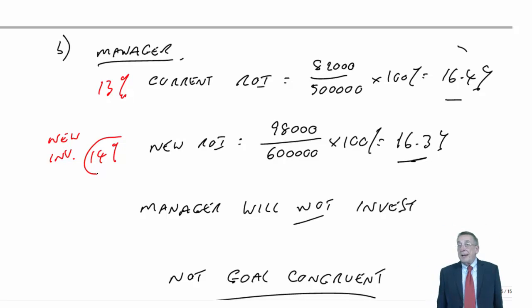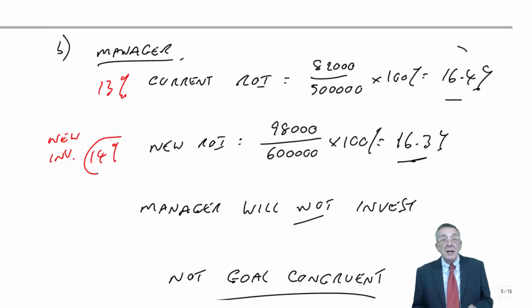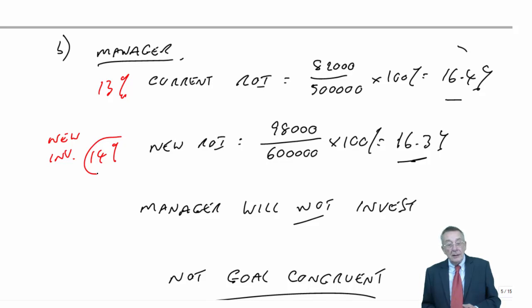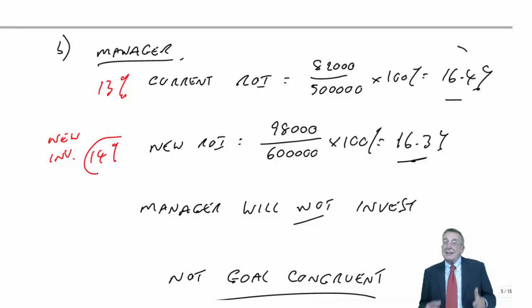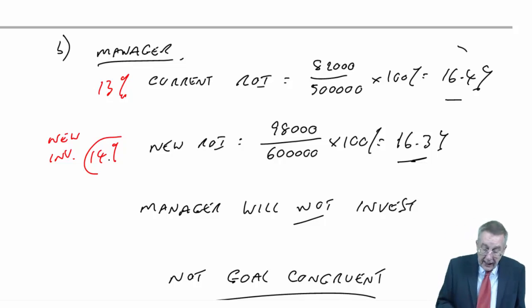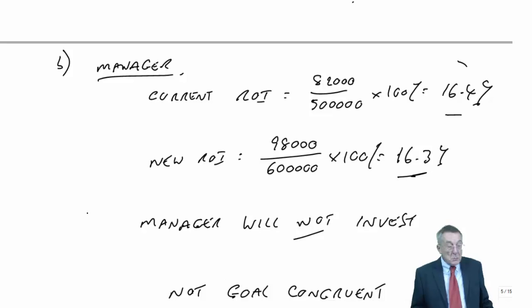The manager's going to want that, because if he's currently making 13, a new investment is going to get 14, it'll push up the return on investment. The manager will want to accept. But the company doesn't want it. They don't want us to take new investments that are giving less than the target of 15. So again, there's not always a problem, but I hope I've made it clear why there could be.